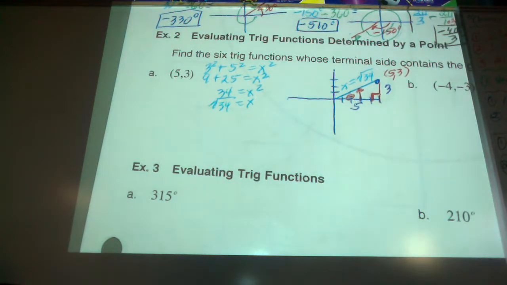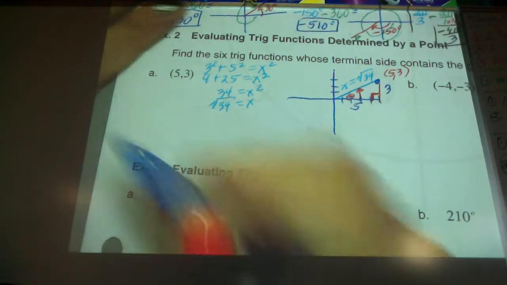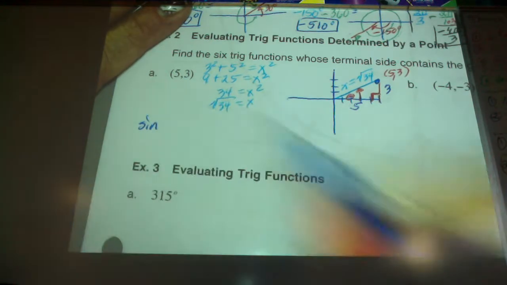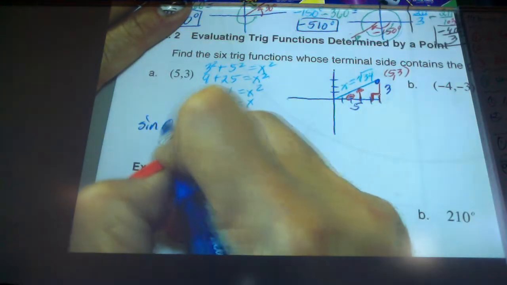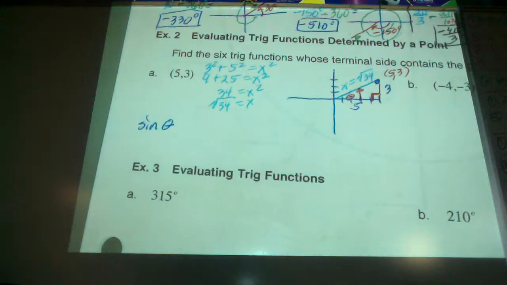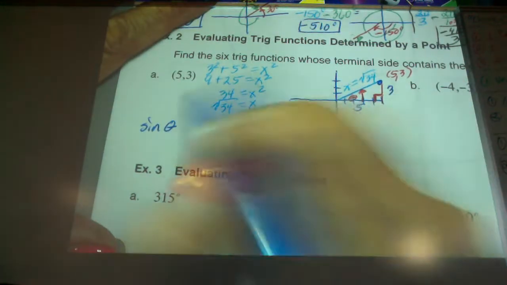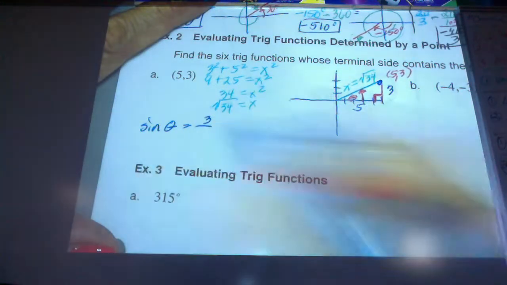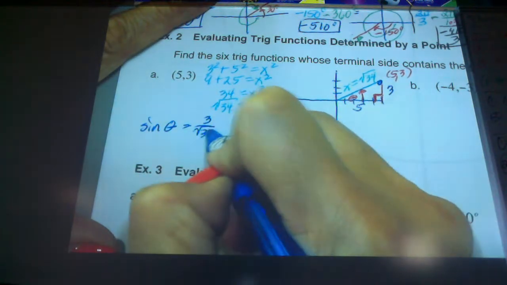Now that I know all 3 sides of the triangle, can I find sine, cosine, and tangent? So that's what we're going to do. We're going to find sine of theta. We don't know what theta is, but it doesn't matter. We can still find sine. So sine is opposite, in this case 3, over the hypotenuse of radical 34.